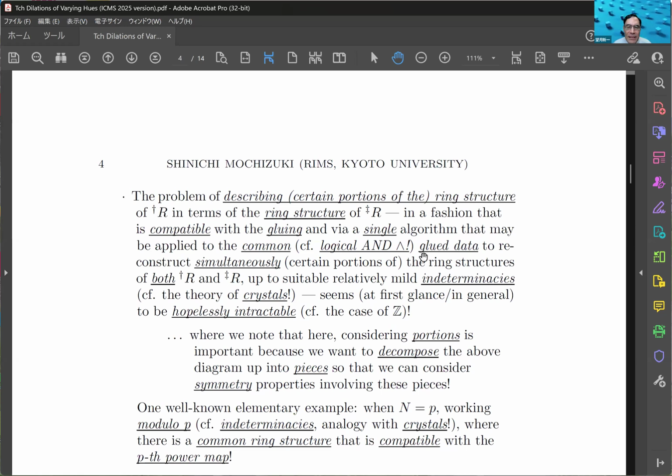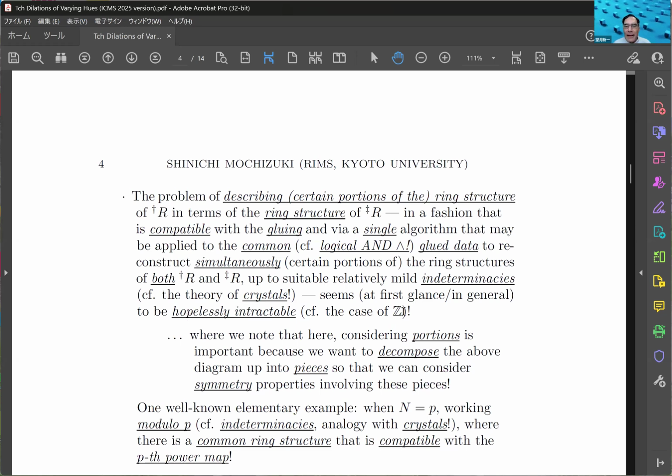To reconstruct simultaneously certain portions of the ring structures of both sides. So one wants to simultaneously reconstruct the ring structures of both sides, or portions of the ring structures of both sides, by a single algorithm, up to suitable relatively mild indeterminacies. So this is in some sense analogous to the theory of crystals. And so this problem at first glance, or in general, a priori seems hopelessly intractable.